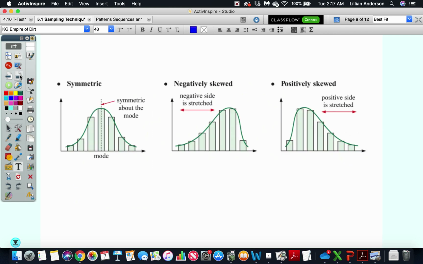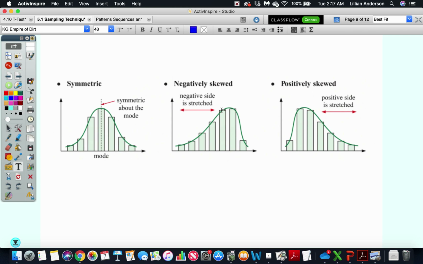Right? Now, when we describe the distribution of a data set, when we describe how your data is displayed, how much is spread out, you can use the column graph to look at the shape of it, and we can describe it as being symmetric, negatively skewed, or positively skewed. Symmetric would be that it is equal about the mode. So pretty much it's even on both sides, nice and centered.